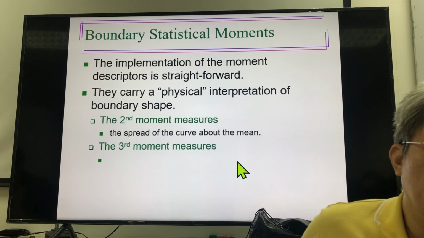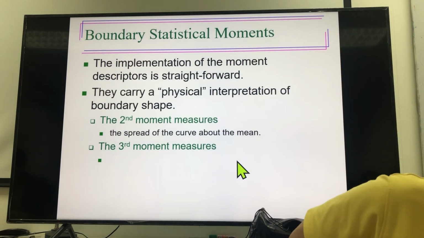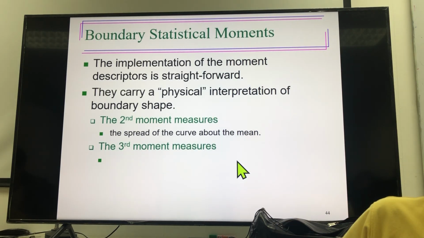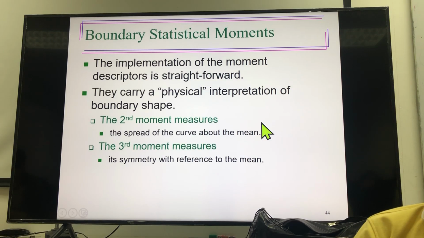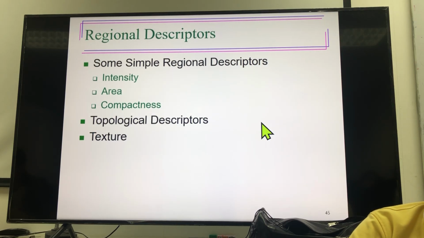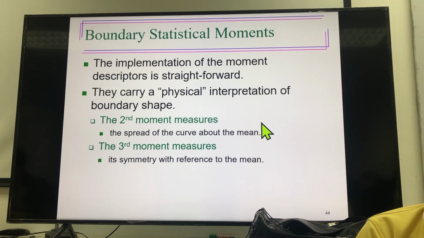So to implement the moment descriptor, it's basically very, very simple. Okay, just use the statistics. Second moment means how much you spread the curve about the mean. Third moment means the symmetry with reference to the mean. And so on. So you can have up to n moment descriptors.